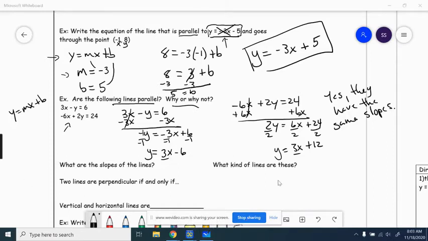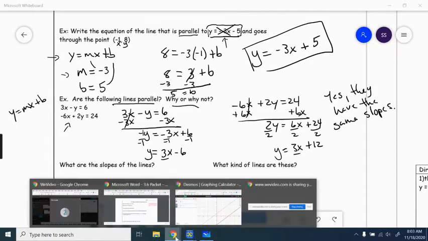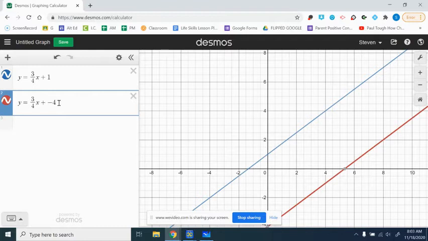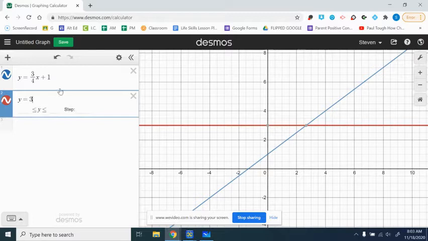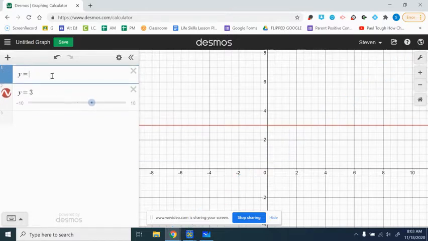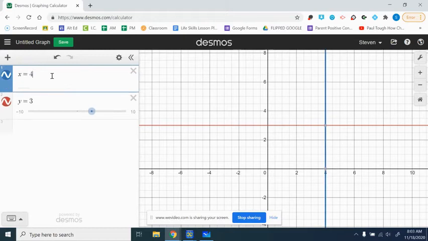Okay, now we're going to jump back on over to Desmos to look at perpendicular lines. So let's take a look at y is equal to 3 and x is equal to 4. What we're going to recognize here is that if we have one vertical line and one horizontal line, those will be perpendicular lines. And just to remember what that means is that they create right angles. Their intersection creates right angles.